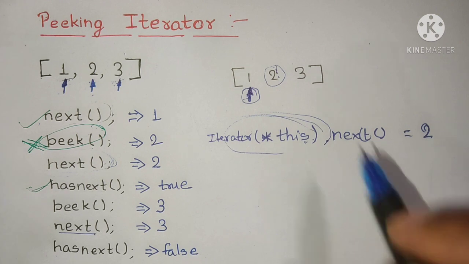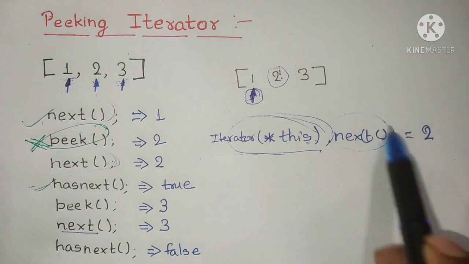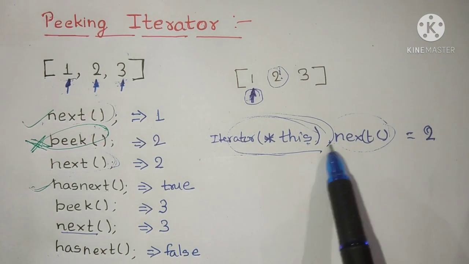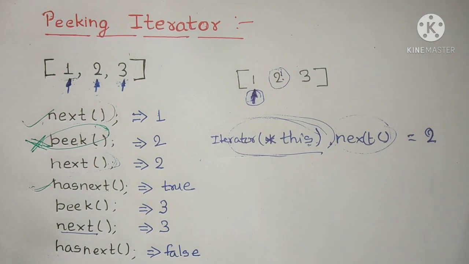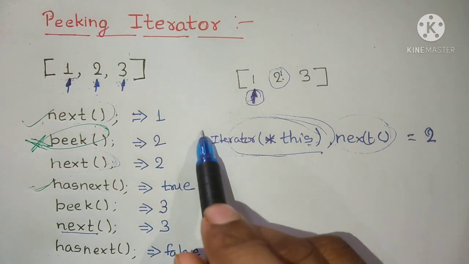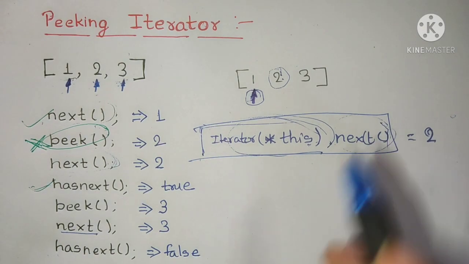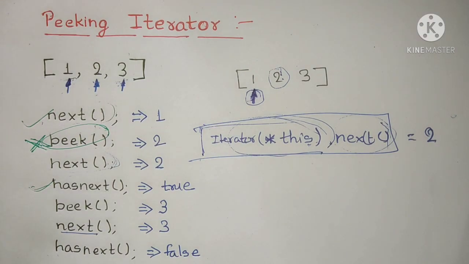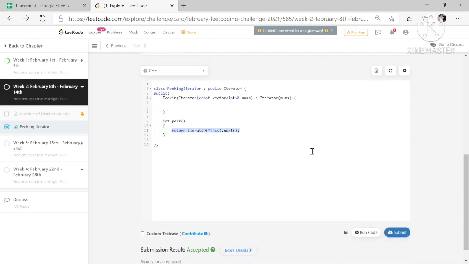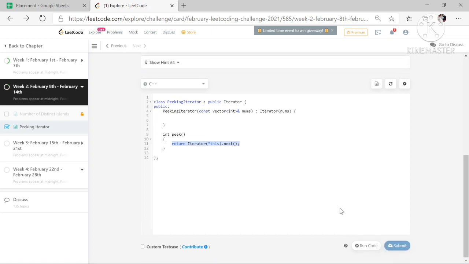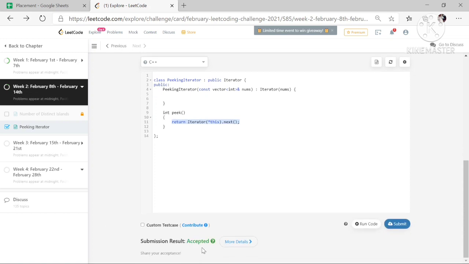Got it? I hope you get it. We copied this pointer and then we applied next on it. So the copied pointer gets incremented, but the original pointer does not. So this is the idea here. And so our problem is done in a single line of code. Our peek function will be this, and we do not need to change the next and hasNext functions. Here you can see that there is a single line of code, and let's see if it works or not. And you can see it works well.